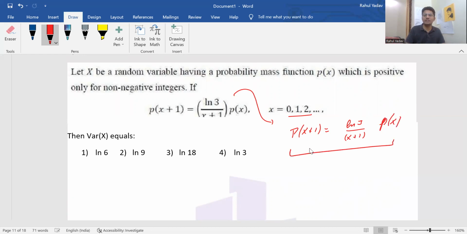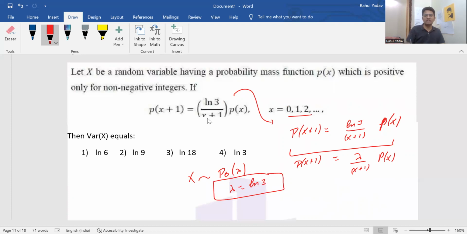So basically, if you remember the recursive relation for the Poisson distribution, then that looks like probability of x plus 1, that is lambda over x plus 1 times probability of x. So I can see that this is some random variable x following a Poisson with lambda, and I can see that lambda is ln 3.